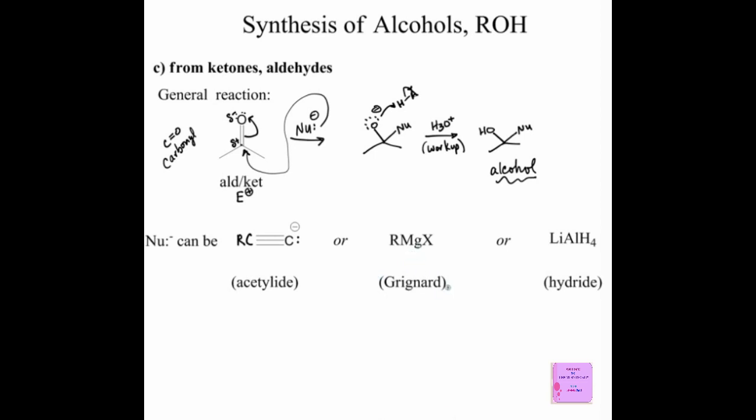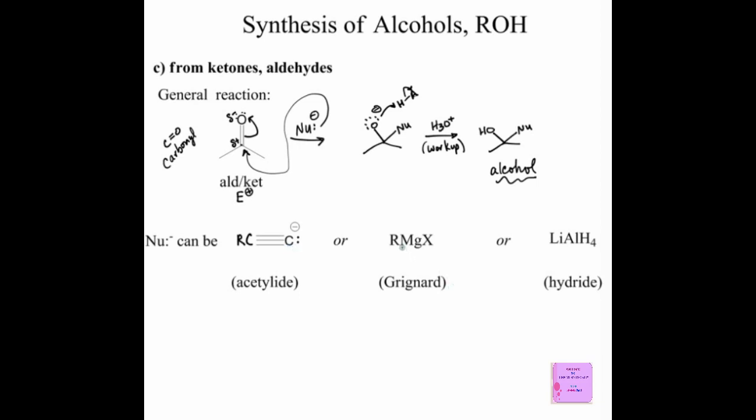This one is called a Grignard. It has an R group, that means some kind of carbon chain, with a magnesium and a halide. And hydride, an example of that is something like LiAlH4. So we're going to look at these new reagents and learn something more about their reactivities and what they do. Here we see a C-, so I can see how that's going to be a good nucleophile.